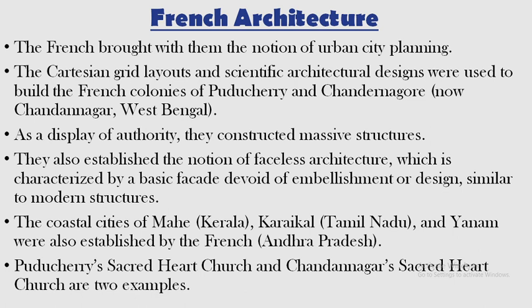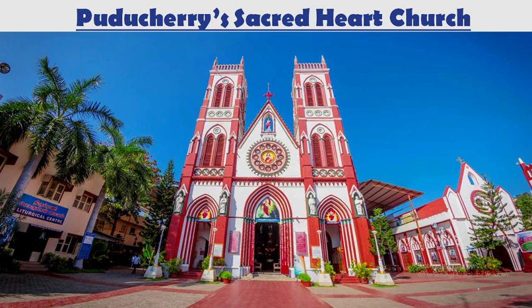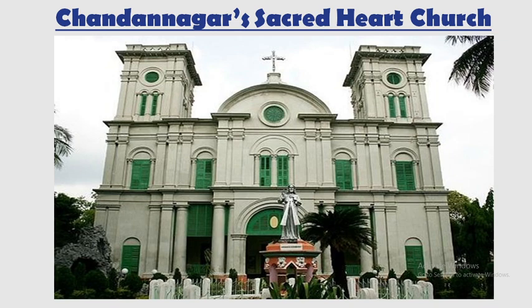similar to modern structures. The coastal cities of Mahe in Kerala, Karaikal in Tamil Nadu, and Yanam in Andhra Pradesh were established by the French. Puducherry's Sacred Heart Church and Chandannagar's Sacred Heart Church are two examples of French architecture in India. For example, you can see here the Puducherry Sacred Heart Church and the Chandannagar Sacred Heart Church.